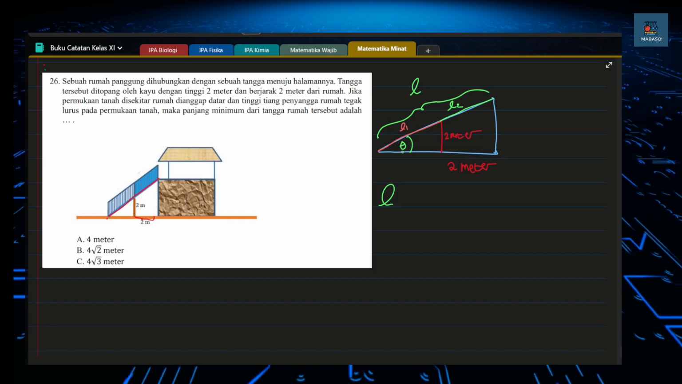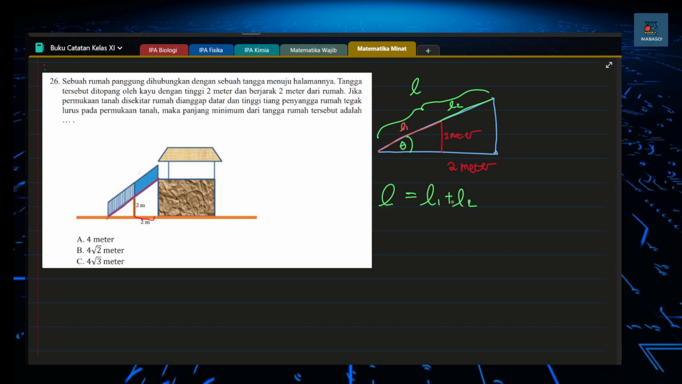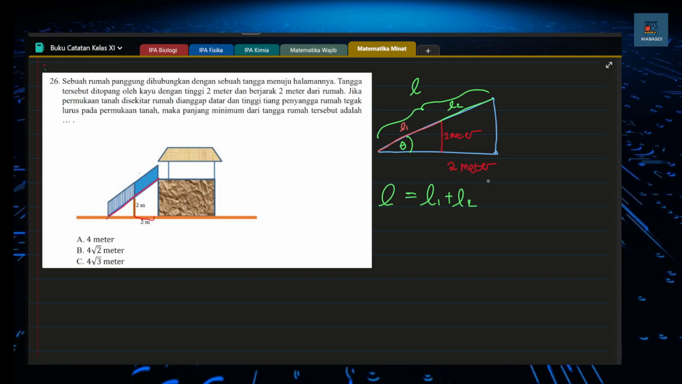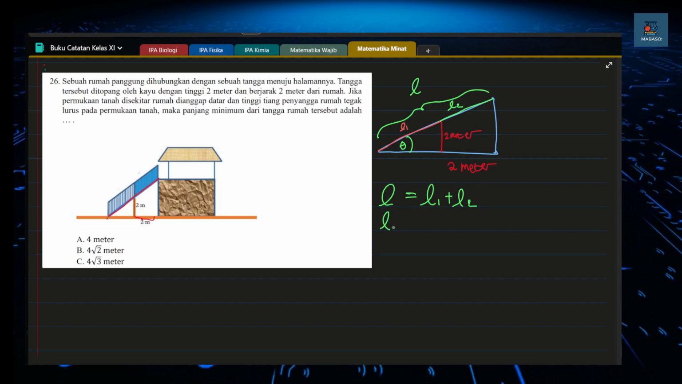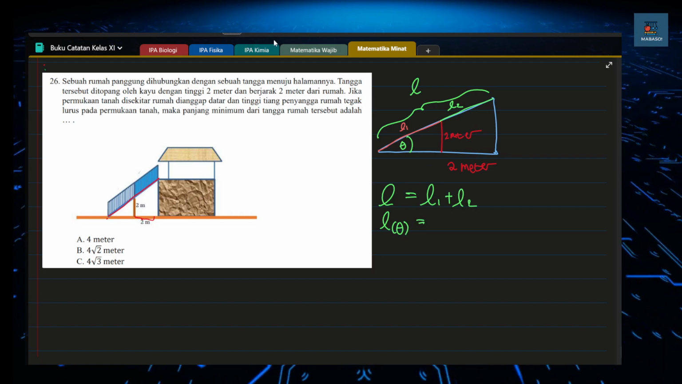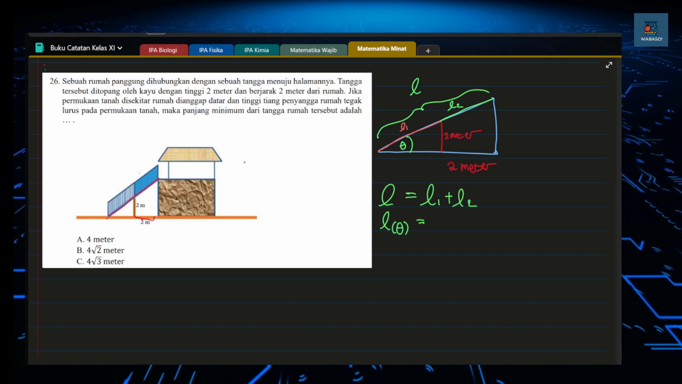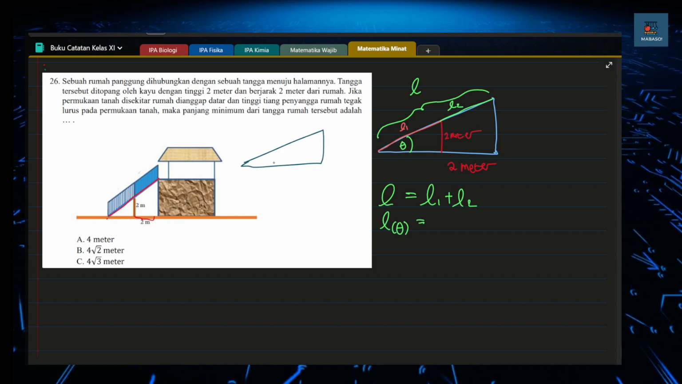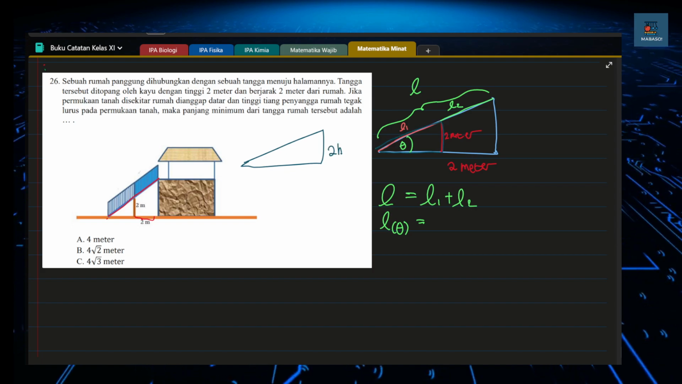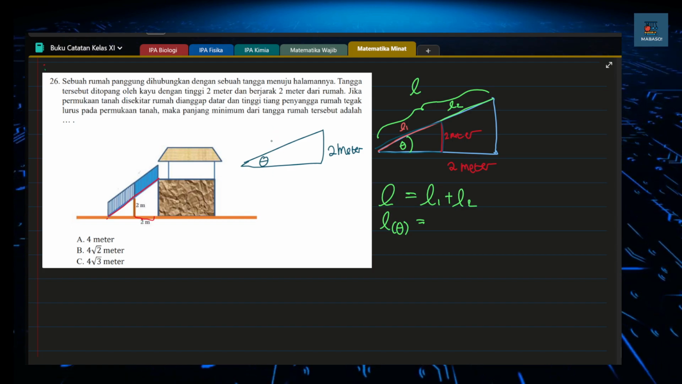So we have to find L1. We know that the total length L would be L1 plus L2. Because the length depends on theta, we have to find L1 and L2 in terms of theta. So L is a function of theta, right? Now let's find L1. Take a look at this triangle. It has a length of 2 meters, the angle is theta, and this is L1.